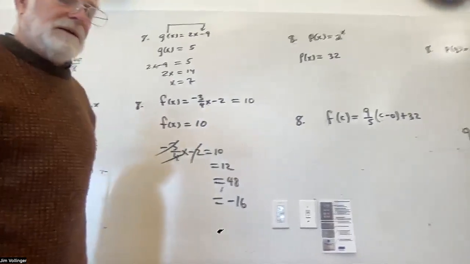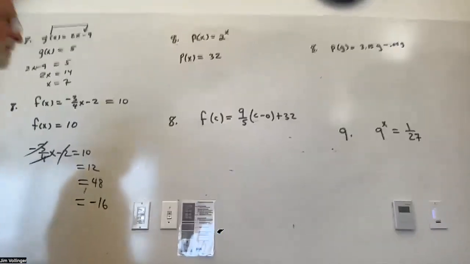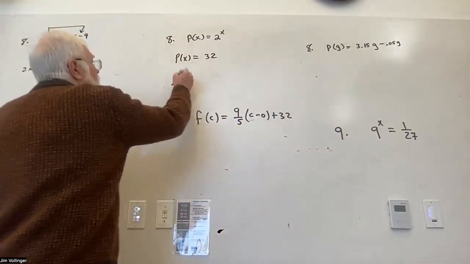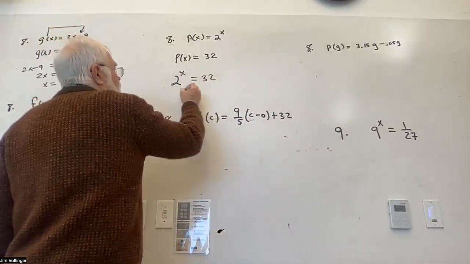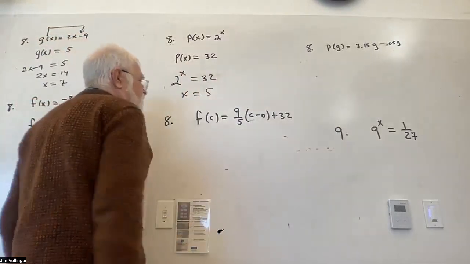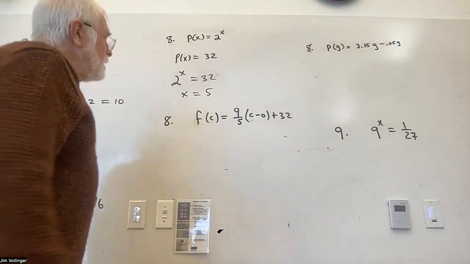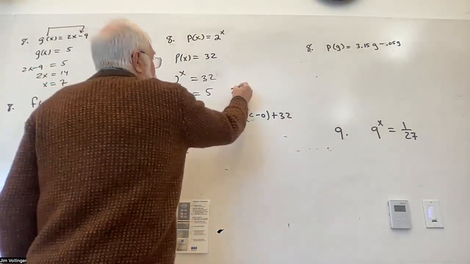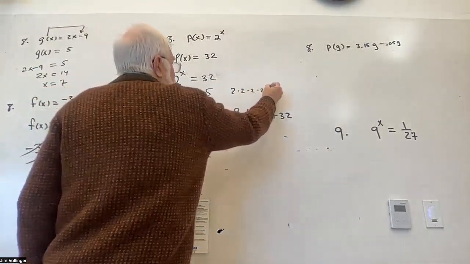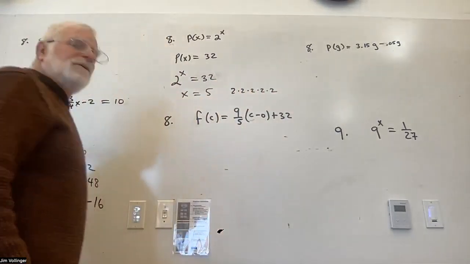All right, p of x equals 32. Oh, looks like I've got another equation. 2 to the x equals 32. Well, I've worked enough with that, I know that's 5. Yeah, 2 times 2 is 4, times 2 is 8, times 2 is 16, times 2 is 32. Yes, I do believe it's 5.